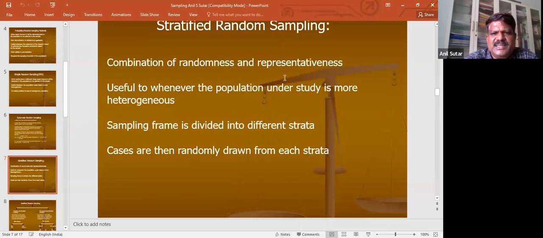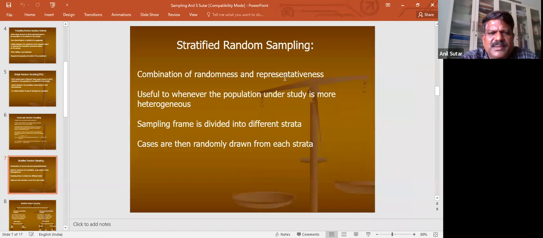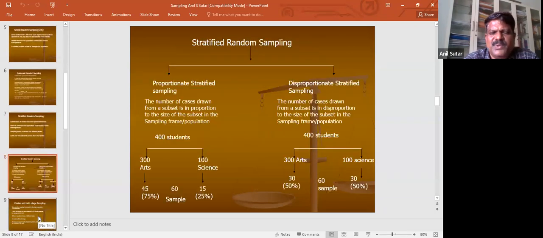Then here is the case of stratified random sampling. Again, it is a combination of randomness and representativeness. It is useful whenever the population under study is more heterogeneous. Here again, the sampling frame is divided into different strata. Cases are then randomly selected. And as you know, there are two kinds of stratified sampling: proportionate stratified sampling and disproportionate stratified sampling. I have given the illustrations here. You can just see.